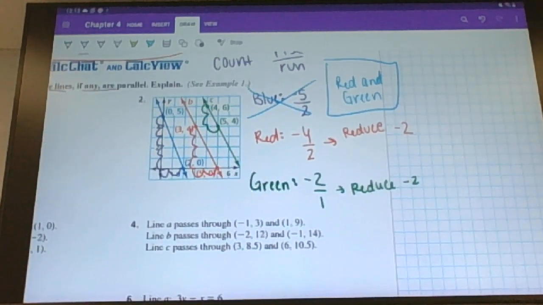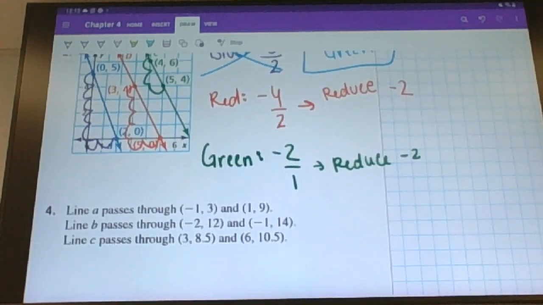Number 4, not only are they probably trying to trick me, they're not even providing a picture. So I'm super bummed out about this, and I don't want to do all this work. So I'm going to have you guys do it. U5, can you go back up so we can see? Find the slope of line A.